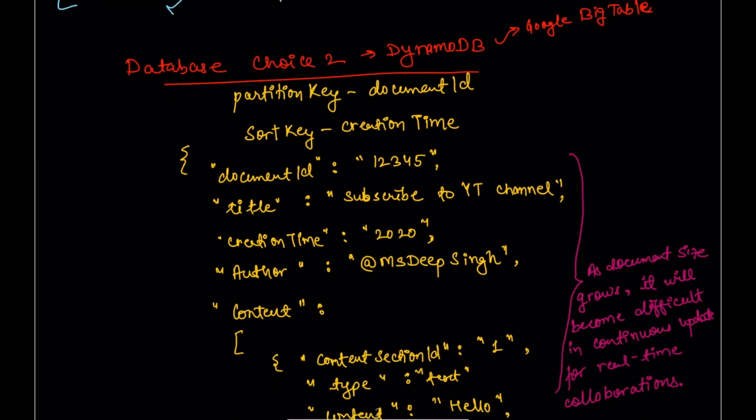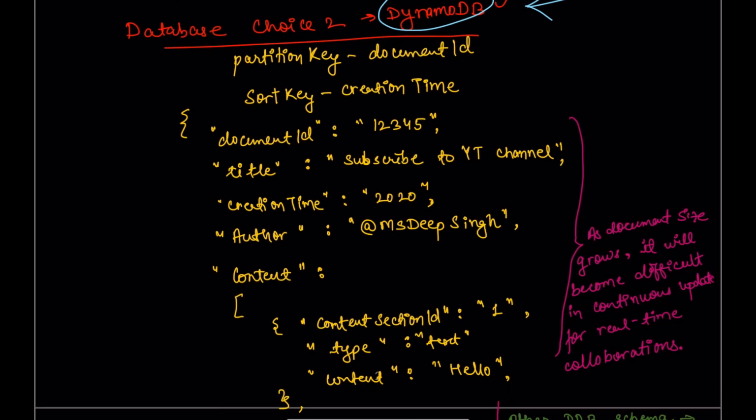Now database choice 2 is DynamoDB. In case of DynamoDB, we can use either DynamoDB, or we can also explore Google Bigtable. If we say I want to use DynamoDB, there can be two ways you can actually store this document.